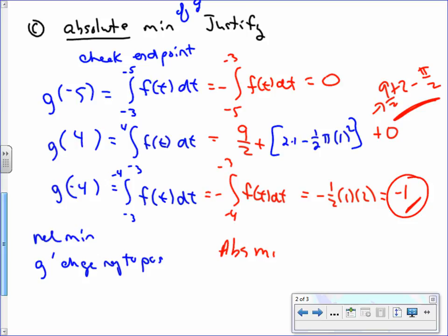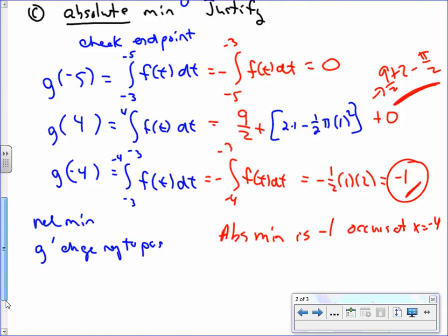So how do you word it? Absolute min is what? -1 occurs where? At. And it never hurts to say that. Okay? And they actually asked you to find the absolute minimum value. So you have to make sure you have that value. Okay? All right, and there was one more question, isn't there?